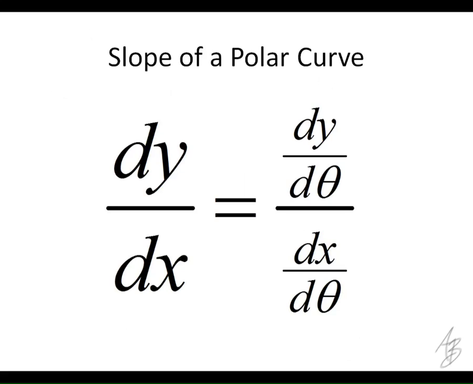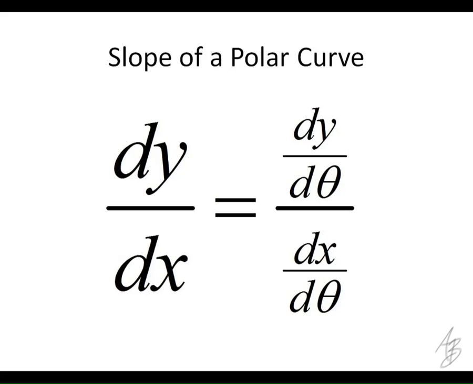And the way we're going to do that is using the chain rule. And so dy/dx would give the slope of a function at a point. That is the change in y with respect to x. And so if we can find the change in y with respect to theta and the change in x with respect to theta, we divide those and we get dy/dx. This is exactly the same formula we used for parametric equations, except the theta in parametric equations was t.